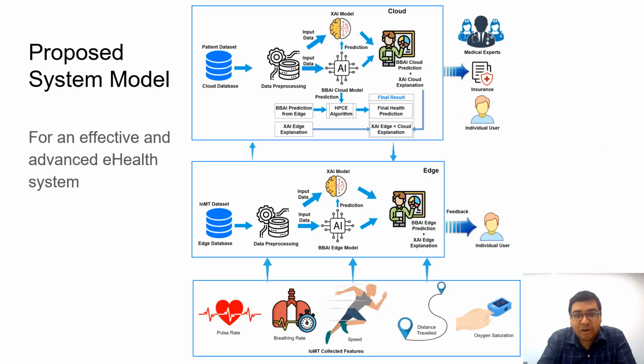This is our proposed system model. In this system model, you can see at the ground level we are collecting data with the help of different IoT sensors, such as pulse rate, reading rate, speed, all these things. Then the data goes to the edge layer. It gets pre-processed. Then we go with the explainable AI model and the AI model. Then these are merged, and we get the black box AI model's edge prediction as well as explainable AI's explanation. Finally, this goes to the cloud, where the cloud-based prediction and the edge-based prediction are merged with the help of the HPC algorithm, and along with that we get a proper explanation which goes to the individual user as well as the medical expert as well as the insurance companies.